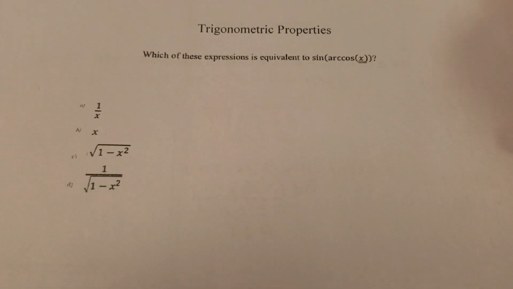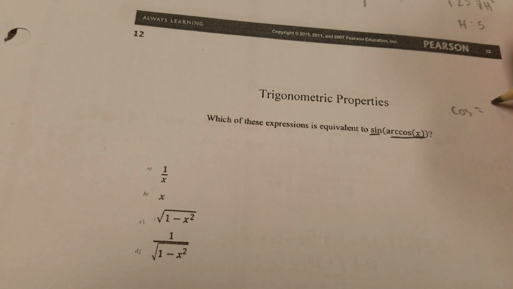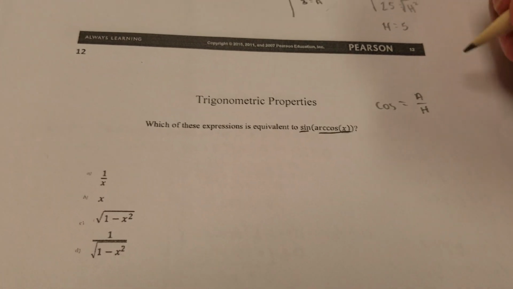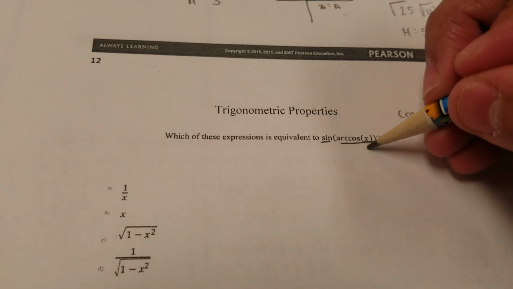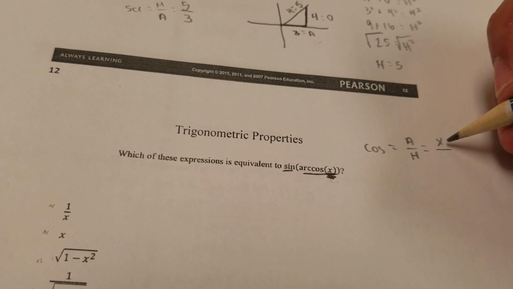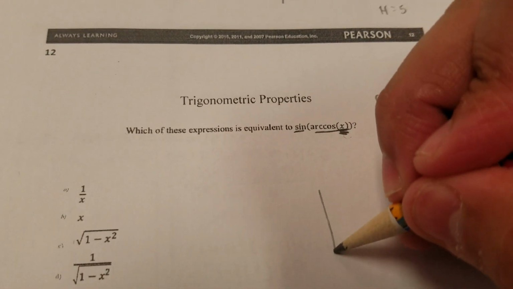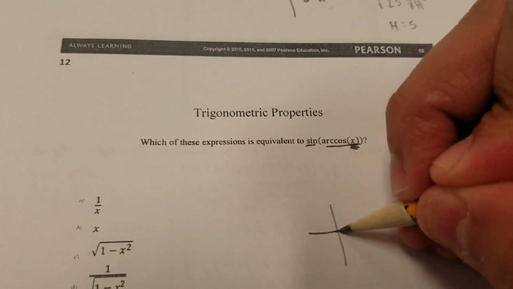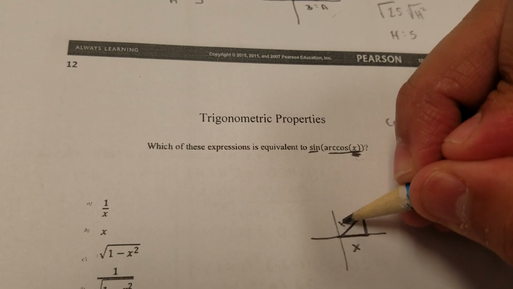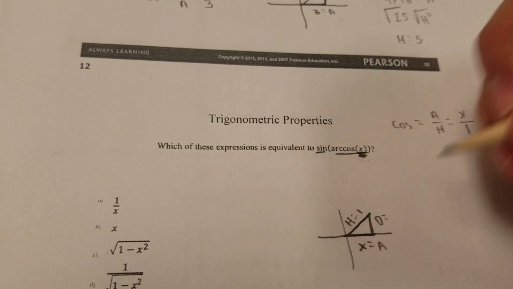So this one's pretty similar. This is sine on the outside, cosine on the inside. So I already know that cosine is A over H. And they told me that it's also equal to X. I'm going to make this into a fraction. If my answer is X, that means it's the same as saying X over 1. So if I make a triangle again, in the X direction I went positive X, and the H is equal to 1.